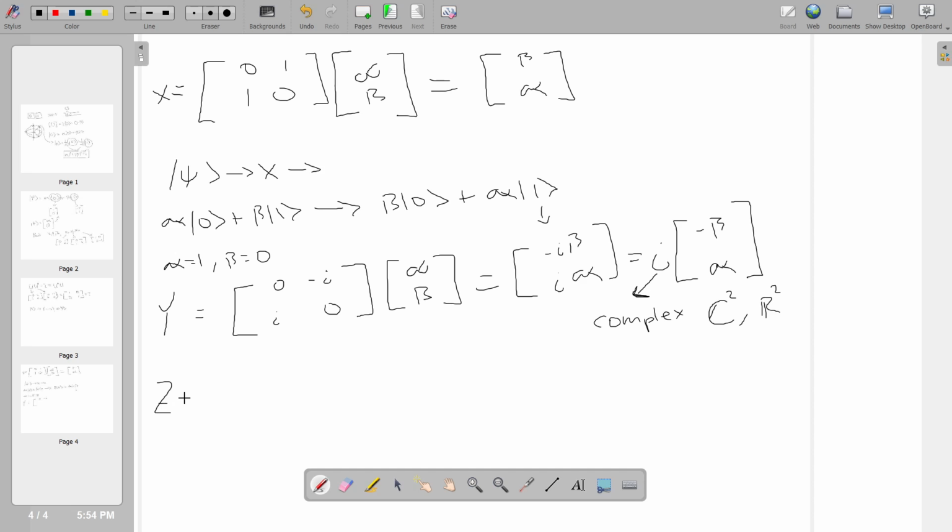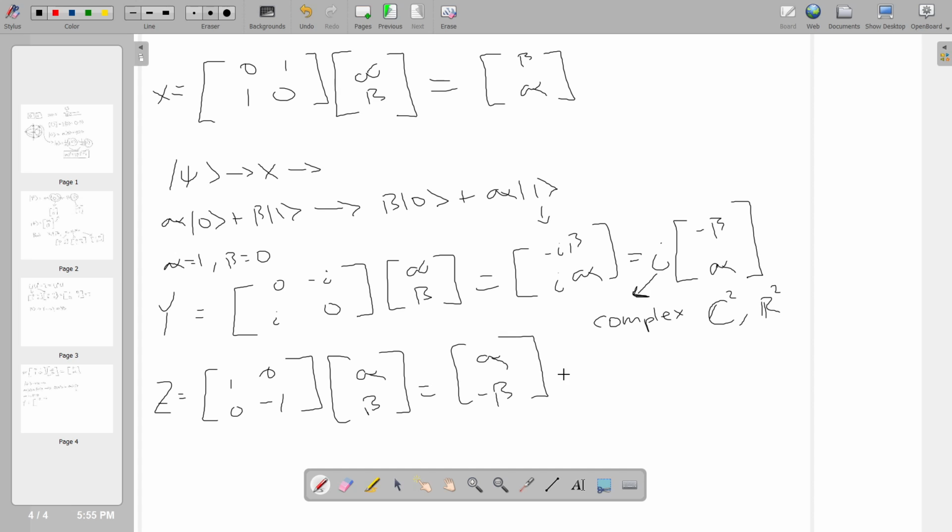And last is the Z gate. This will be an interesting one. So if we have the Z gate, which is 1, 0, 0, -1, then we apply it on alpha, beta, you can see that row times column, we get alpha, row times column, we get negative beta. So all this does is change the sign of the spin down component in this example.